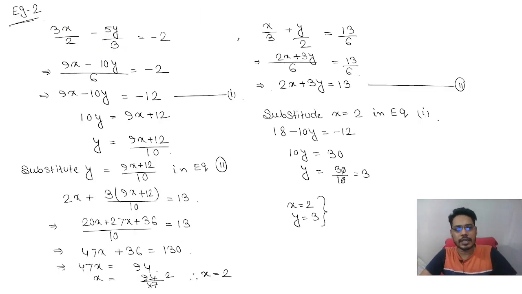Now the second equation, similar type of things are there. So first, from the first equation, we'll get 9x minus 10y is equal to minus 12, and from the second equation, 2x plus 3y is equal to 13. After calculating, you will get y is equal to 9x plus 12 by 10. Now substitute this value of y in equation number 2. So put the value of y in equation number 2, you will get x is equal to 2. After getting x is 2, just substitute x is 2 in equation number 1, you will get y is equal to 3. So from this you can easily find x is 2 and y is 3.